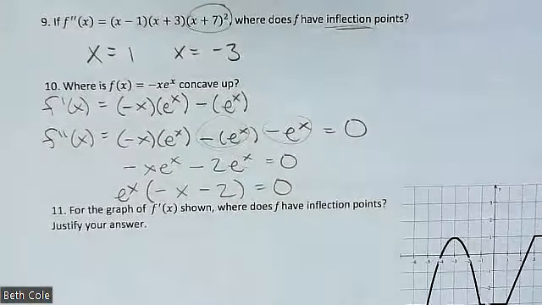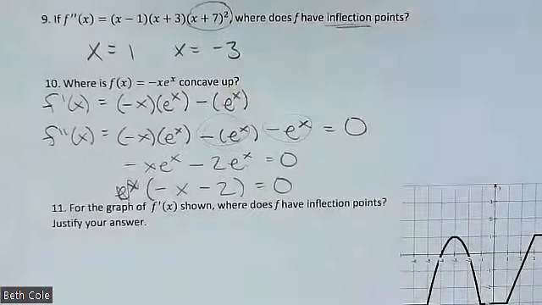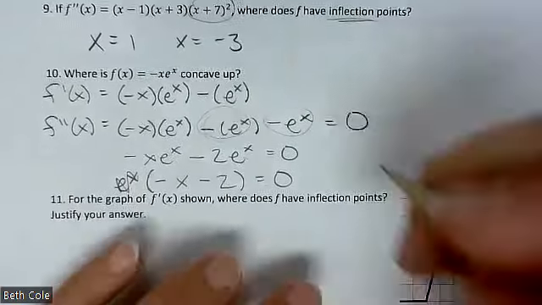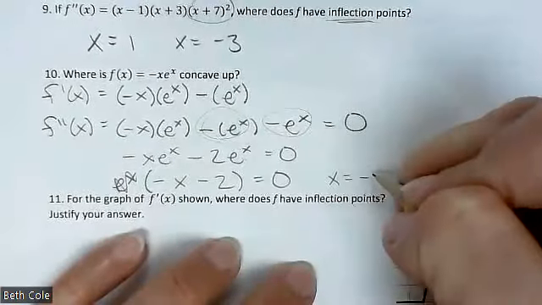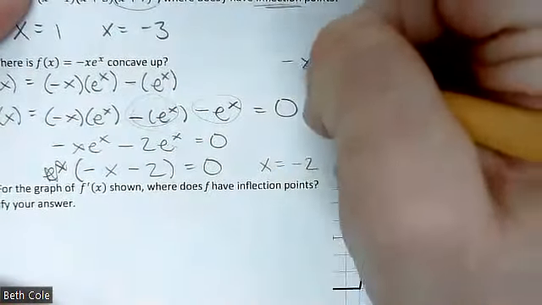Once again, what does e to the x look like? A swoop. Will it ever equal 0? No, because there's an asymptote. So you don't need this. You just need to solve the other part. So you would add 2 and then divide by a negative. So you're going to get negative 2. All right. So let's draw our number line.